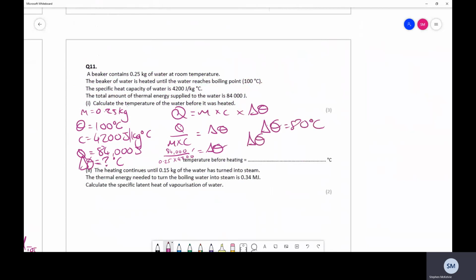Now, delta theta will equal theta at the end take away theta at the start. So the change in temperature was 80. I'm going to take away the start temperature, not add it. The end temperature was 100, and the change in temperature was 80. Sorry, bit of confusion there. To be honest, I was just trying to remember what the password was, and I can't remember it. So the change in temperature is the end temperature take away the start temperature, meaning the start temperature was 20 degrees Celsius.